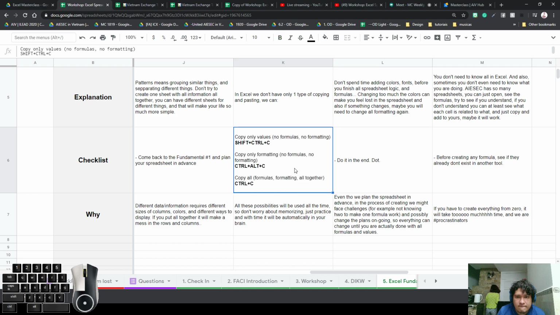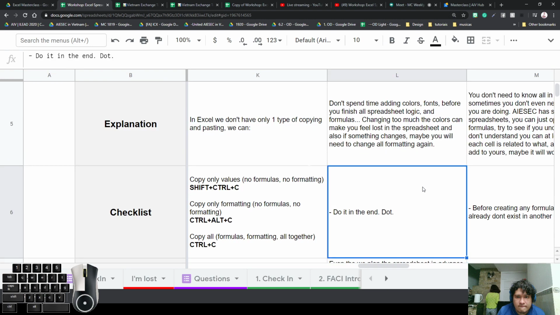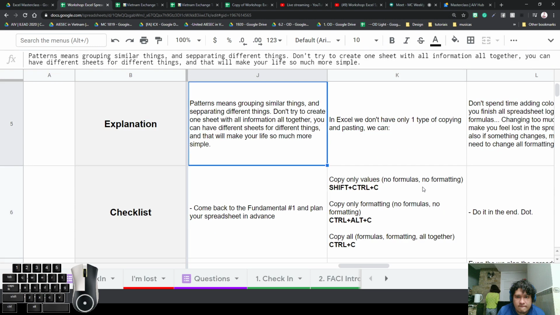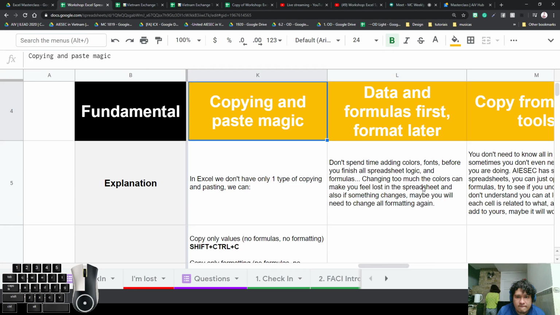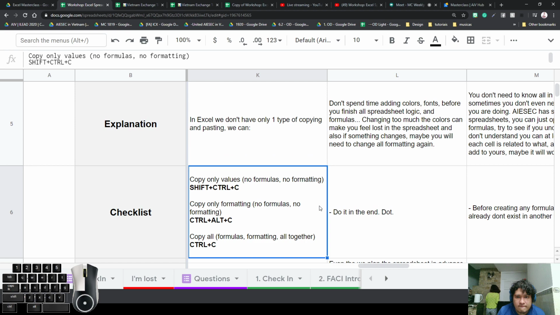Yeah, sometimes this happens. Okay, so some beautiful magic about Excel is copying and pasting. So usually we just copy and paste stuff, Control C, Control V. If you are on a MacBook, it's Command C, Command V. But in Excel, we actually have 3 possibilities of copy and pasting. And honestly, that's one of the things you're gonna use the most.